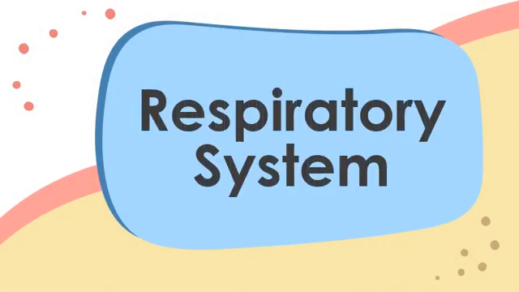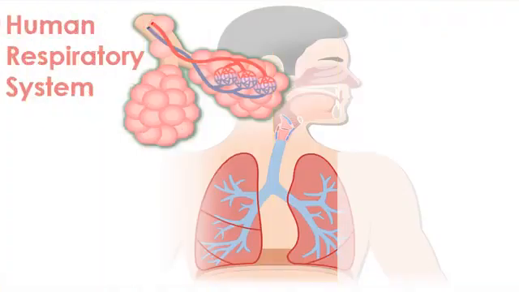So our topic today is respiratory system. Again, respiratory system. So let's know about respiratory system. So this is the human respiratory system. So your body cells need oxygen, right? And they get that oxygen from the air you breathe.